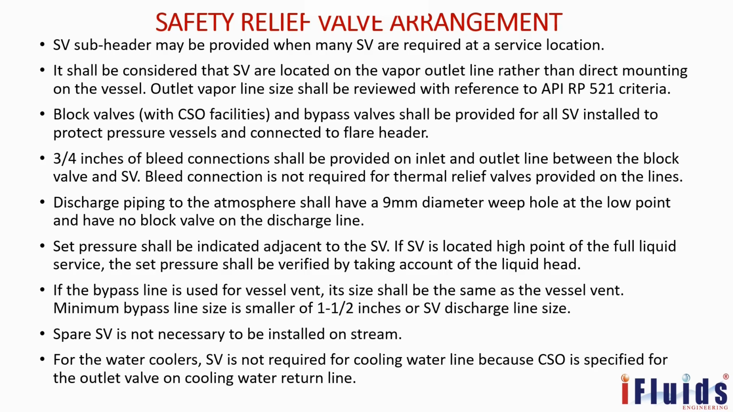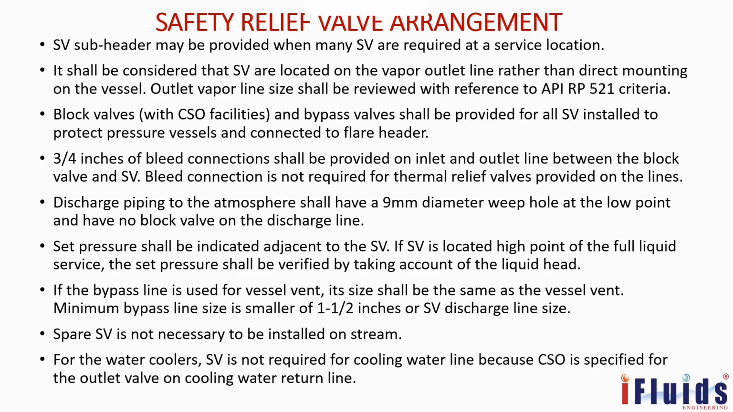Actually, we have to consider this weep hole of 9 mm diameter in the discharge line because some of the discharge lines go to flare and some go to the atmosphere. Due to heavy rain or something, there is a possibility of liquid accumulation in the line. It will affect the performance of the safety valves. That's why we have a small weep hole, so that the water which has condensed in the line will drain.